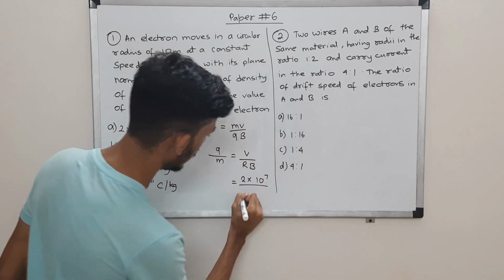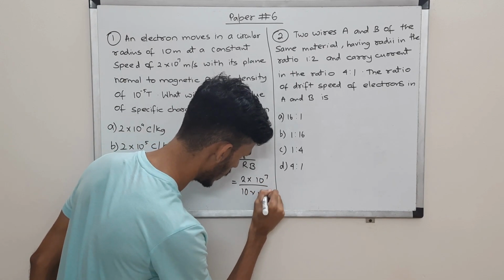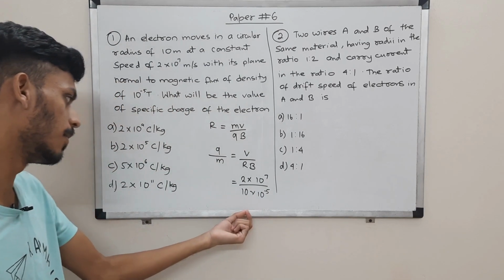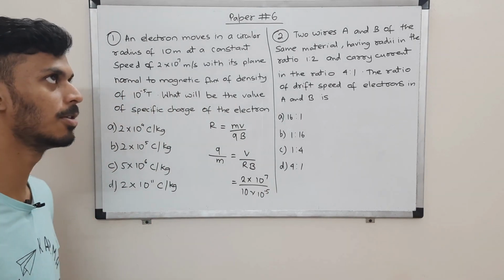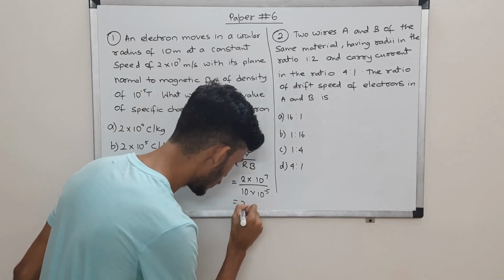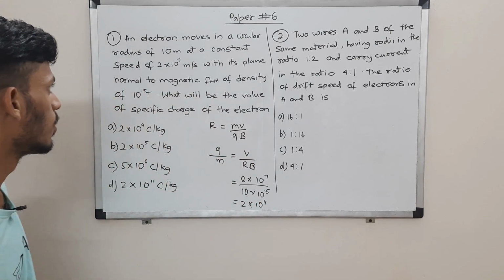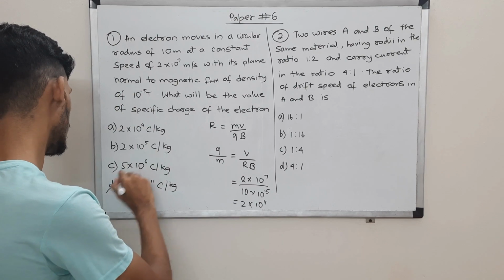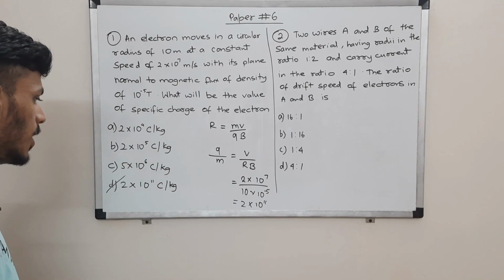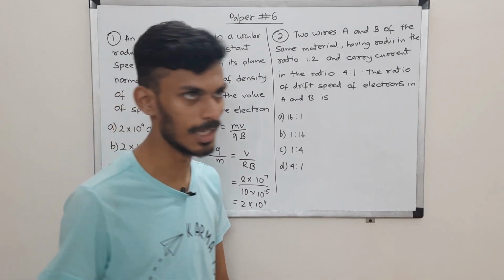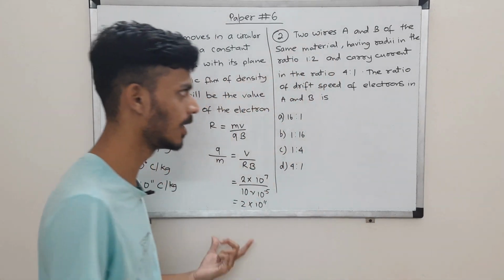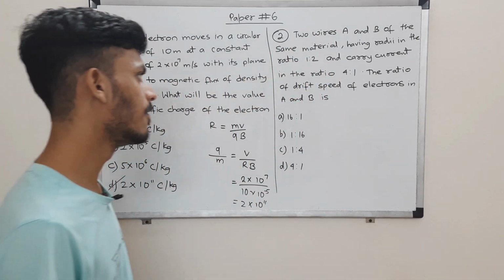Velocity is this, radius is 10 and magnetic field is 10 to the power minus 5. This will become 10 to the power minus 4, go on top as 10 to the power 4 and that will add with that. So 2 into 10 to the power 11, and that is in coulomb per kg in SI units. That is option D: 2 into 10 to the power 11 coulomb per kg. Don't do it by the known values, use R is equal to mv by qB.